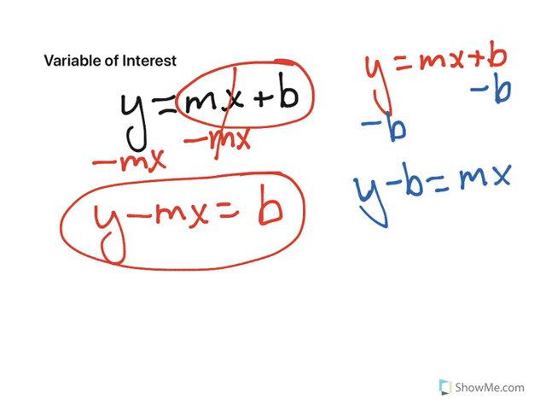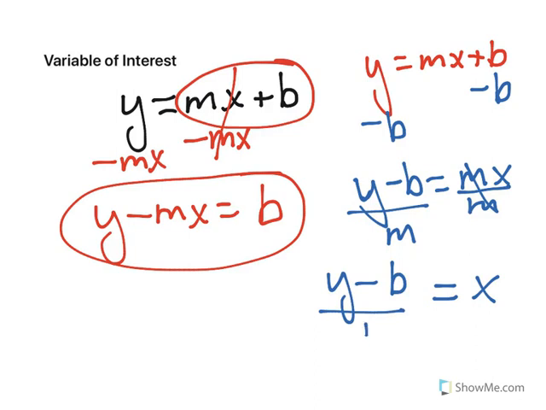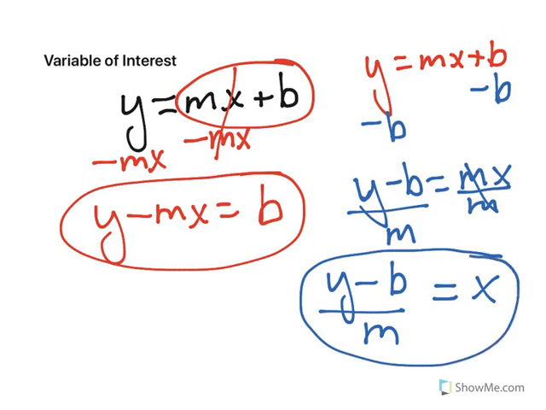Now, you want the x by itself, so now you can divide by m because they're multiplied by each other. Divide this by m. m divided by m is 1, so you get 1x on the right. And you get (y minus b) over m on the left. And you can't simplify that anymore, so that's solving for this variable of interest, which in this case is an x. Over here, in this case, the variable of interest was a b.